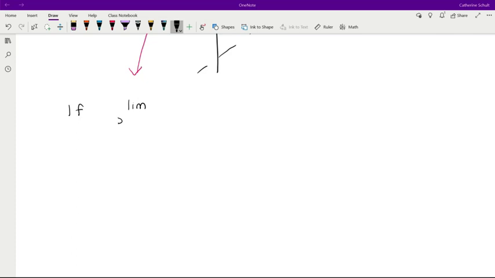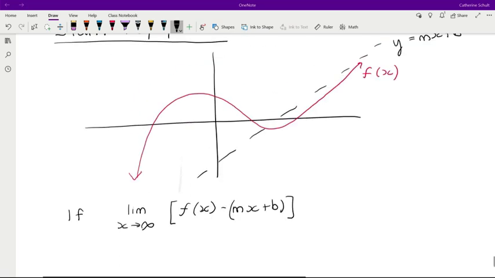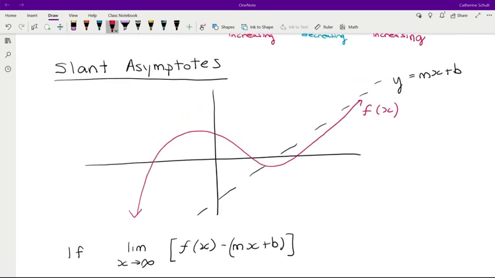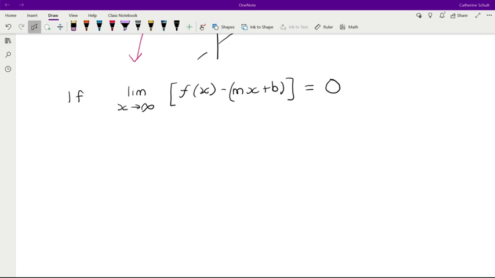So if we take the limit as x goes to infinity of f of x minus the equation of that line, okay? So what do you think is going to happen to the difference between the function in pink and the asymptote if they're becoming the same? That limit should be 0 because the space is becoming 0, right? They're becoming one and the same. So if this is true, then that line y equals mx plus b is called a slant asymptote.